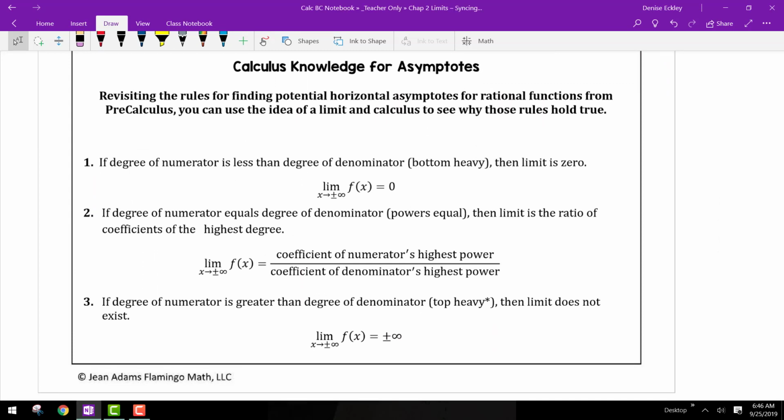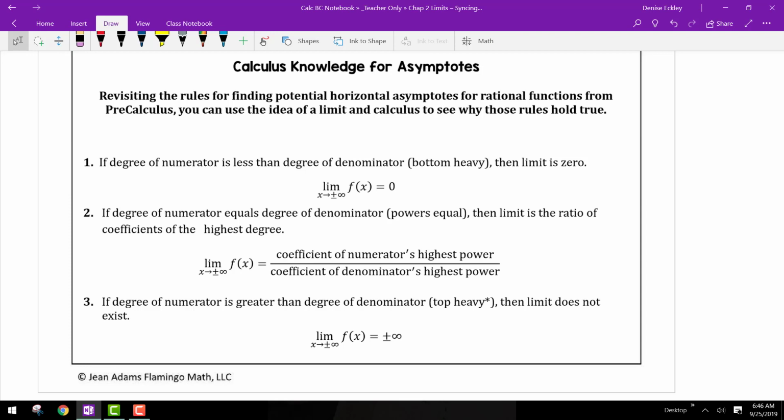So how do we rationalize this in calculus? How do we use some calculus notation? We know how to find the horizontal asymptotes for rational functions. So how do we do that with a limit? Here is the calculus way of talking about this. If the degree of the numerator is less than the degree of the denominator, the limit is 0. So we write the limit as x approaches positive or negative infinity of f of x equals 0.